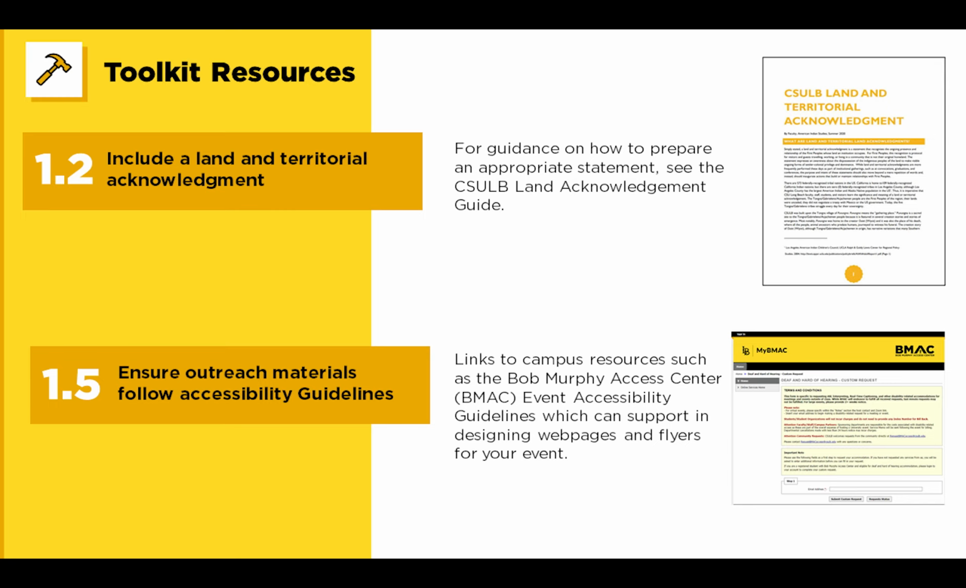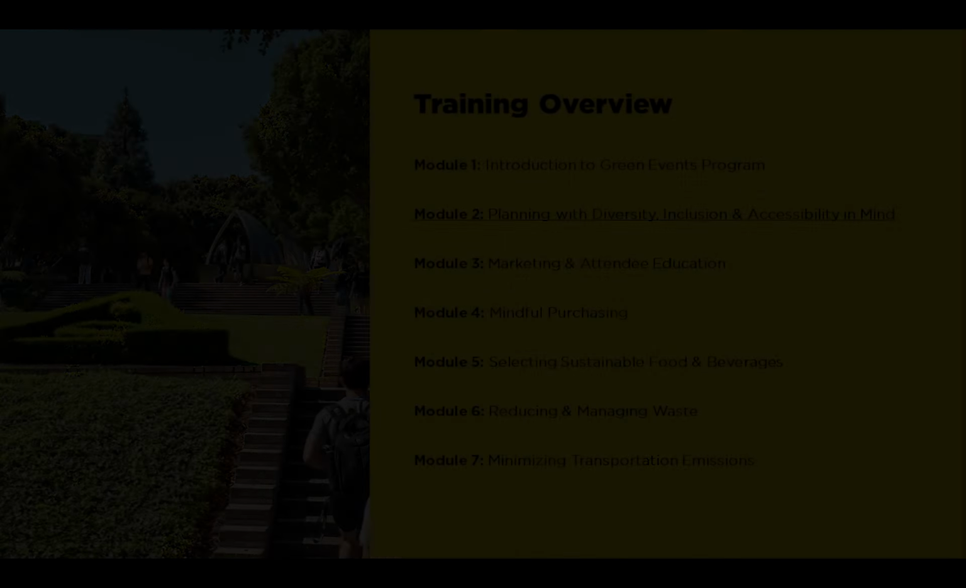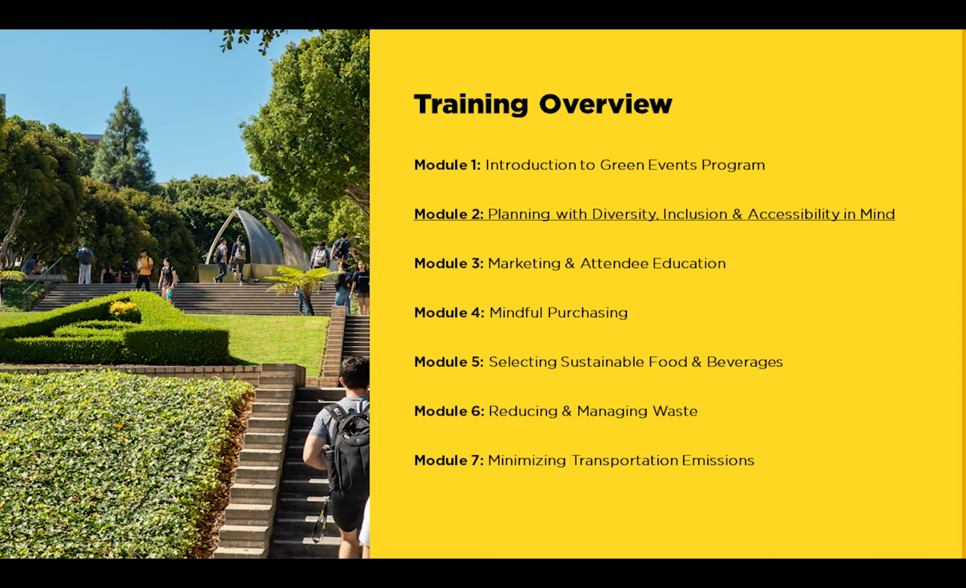Another example is for 1.5, ensuring outreach materials follow accessibility guidelines. You can use the Bob Murphy Access Center Event Accessibility Guidelines as a resource for ensuring that all of your materials and your event will be accessible to all. And this concludes Module 2 of the training.